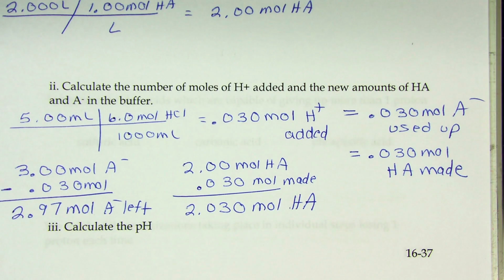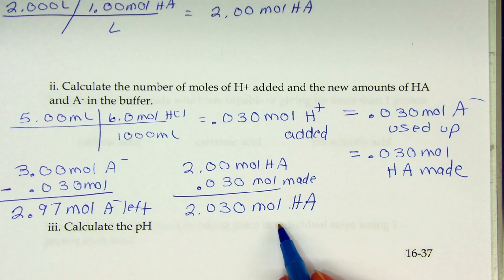So now we need to find the pH. Now, this is where I take the shortcut. If you want to use an ICE chart, what do you need? What numbers do you need to plug into your ICE chart? Or what units do you need? Molar concentration, okay?